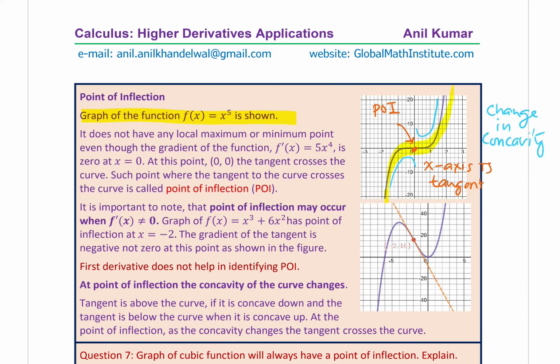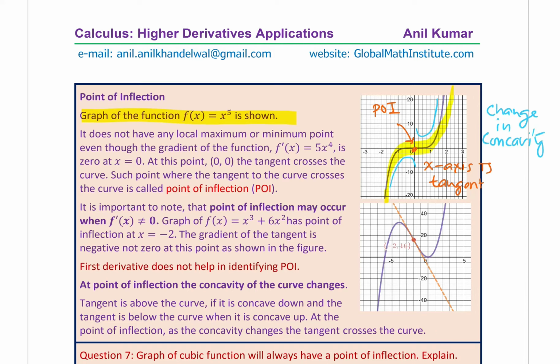Now, earlier you saw that at a stationary point we could have a local maximum or local minimum. However, we do not have any maximum or minimum at this particular critical point, right? So at this point, 0, 0, the tangent crosses the curve. The important thing which we have seen at the origin is that the tangent crosses the curve. Such a point where the tangent crosses the curve is called a point of inflection. So in this case, it is a point of inflection, correct?